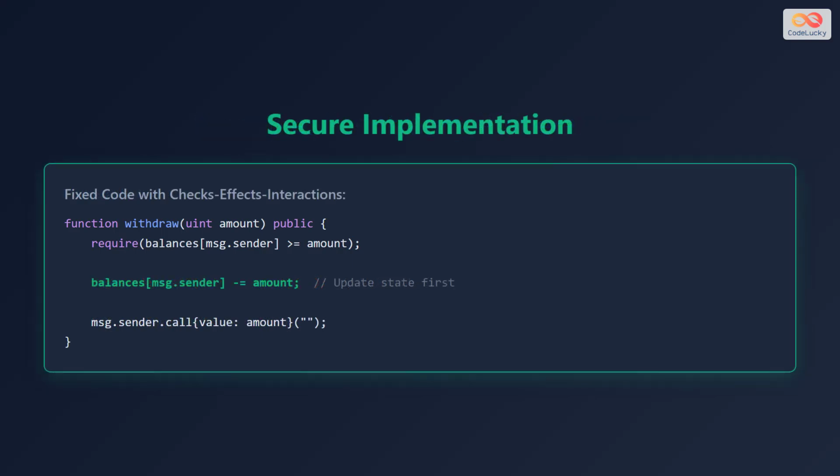Now let's see the secure version using the checks-effects-interactions pattern. The fix is simple but crucial. First, we still check that the user has sufficient balance, but now we update the user's balance immediately before making the external call. This means even if the user's contract tries to call withdraw again, the balance has already been reduced, preventing the reentrancy attack. This pattern of updating state before external calls is a fundamental security practice in smart contract development.